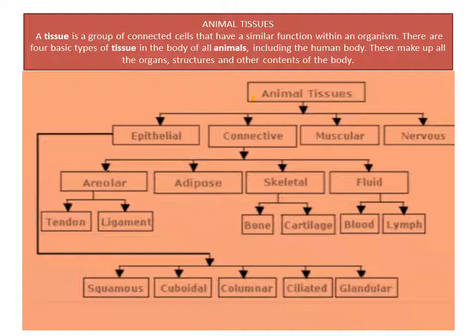Epithelial tissue is further divided into squamous, cuboidal, columnar, ciliated, and glandular.